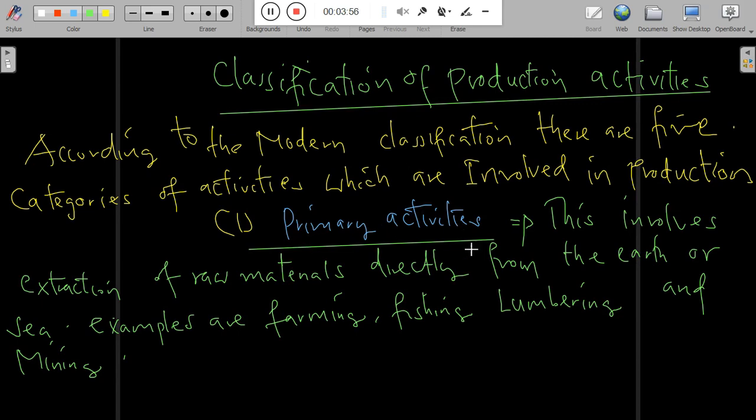Let's look at the classification of production activities. According to the modern classification, there are 5 categories of activities which are involved in production. The first one is primary activities. This involves extraction of raw materials direct from the earth or sea. Examples are farming, fishing, lumbering, and mining. These are the primary activities that involve extraction of raw materials direct from the earth or from the sea.